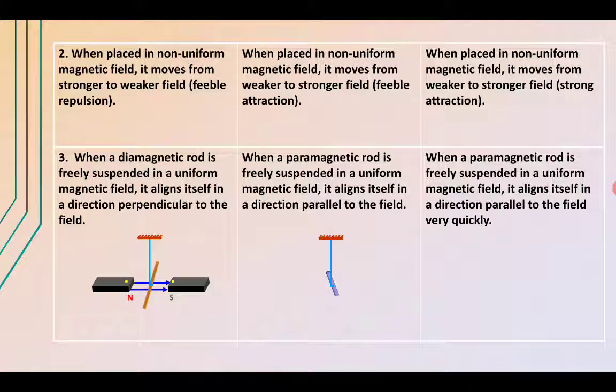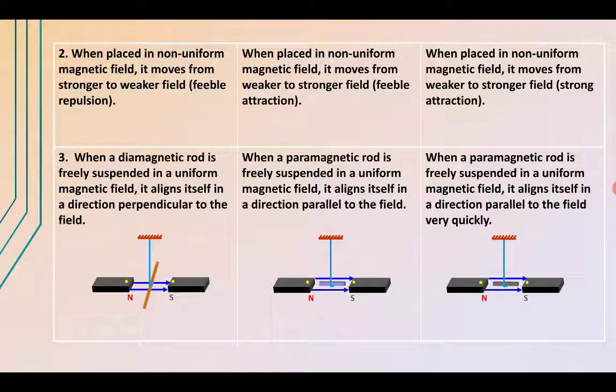On the other hand, if a paramagnetic rod is placed in a magnetic field, in that case it is aligning itself along the direction of the magnetic field but slowly. And if the ferromagnetic substance or rod is placed in a magnetic field, it is aligning itself along the direction very fast. So it shows very fast magnetization.